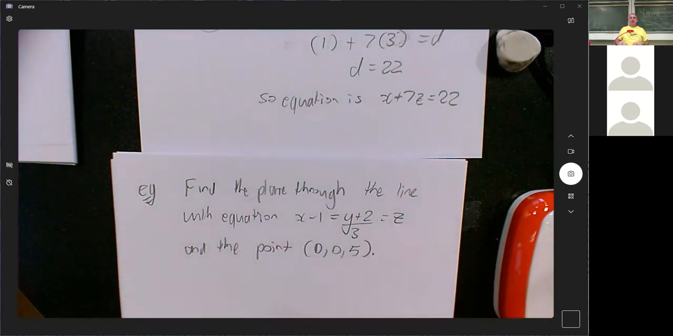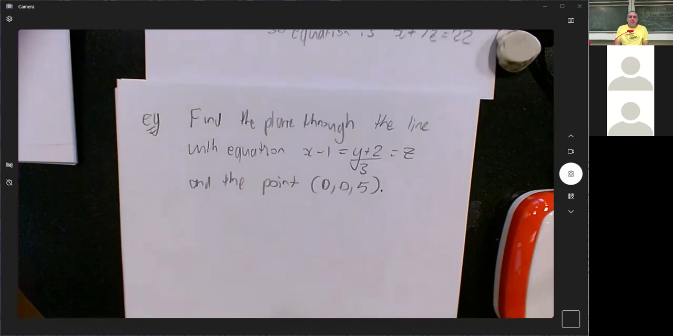Yeah, let's do that. That'll do. Find the plane. Let me just check, that point is not on that line. Okay, cool. It won't work if the point's on the line because then there are lots of different planes. So: find the plane through the line with the equation x minus 1 is equal to y plus 2 over 3, which is equal to z, and the point 0, 0, 5.